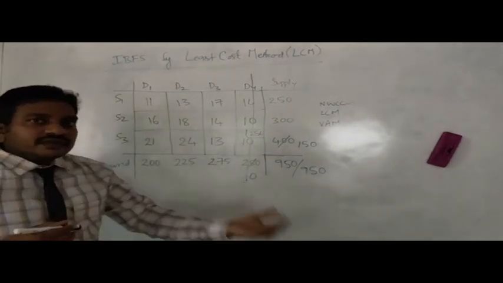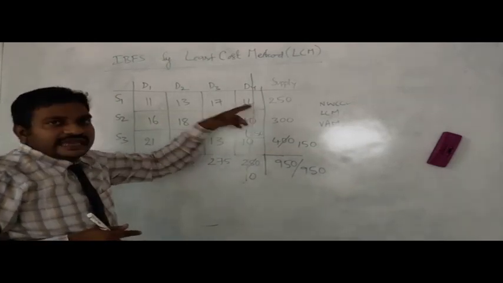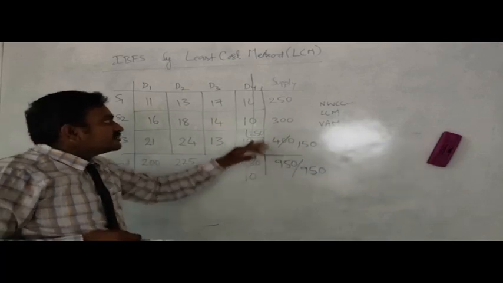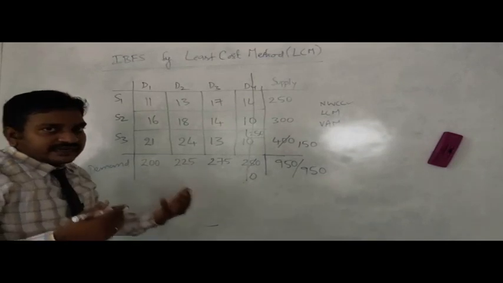Why am I repeating it? So as not to choose these 10 and 14 again in further allocations by mistake. For that reason I am eliminating it. D4 is exhausted. I am eliminating that from the table.